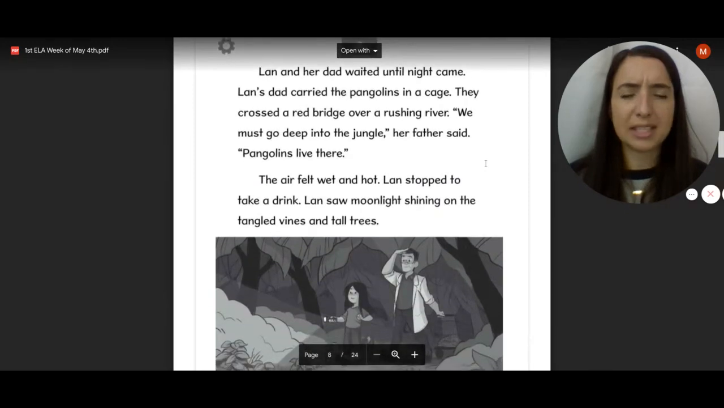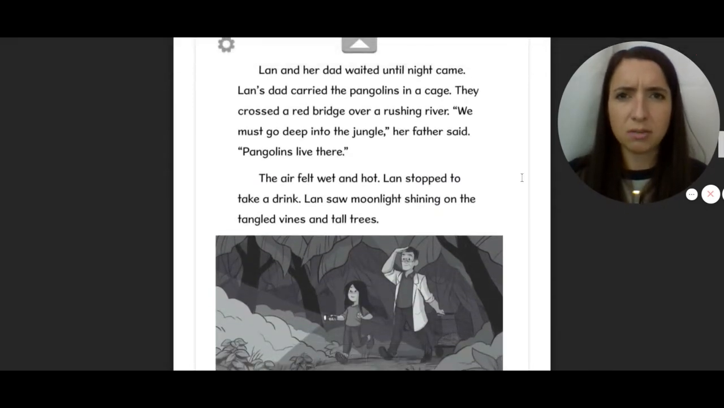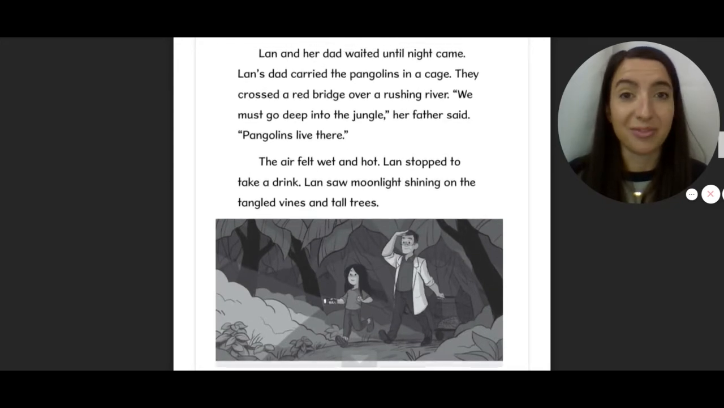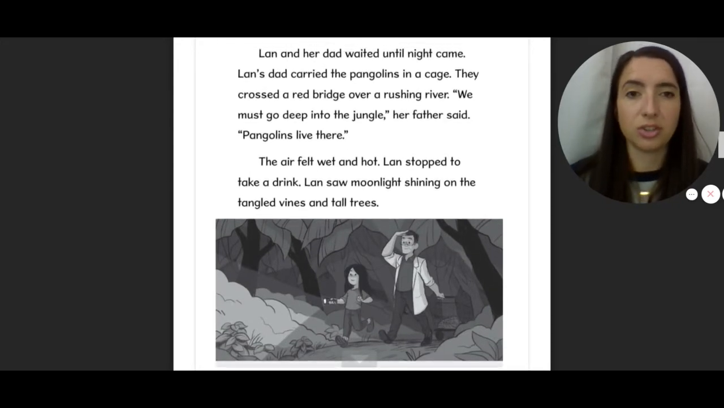Now let's think about the setting now. Are they still in the Animal Rescue Center? No. Where are they now? They've moved to the jungle. They're deep in the jungle. So that's the setting now.